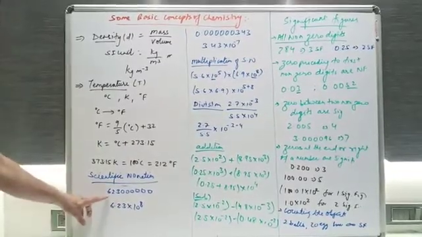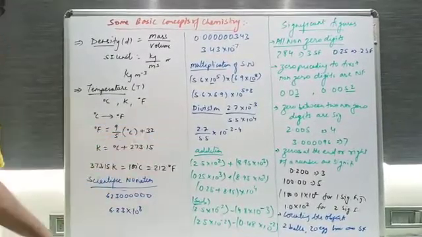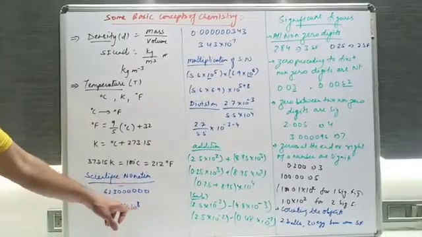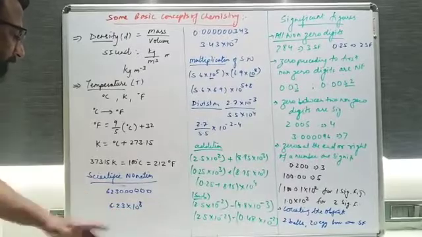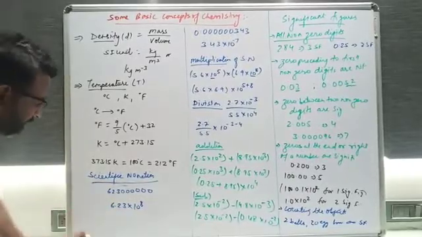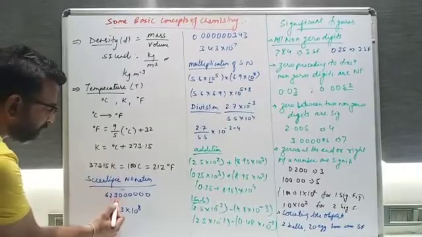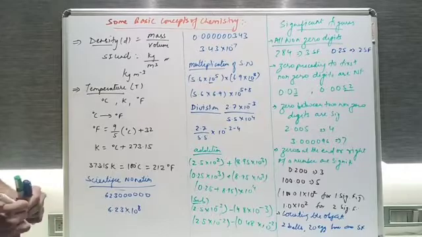So it can be written with the decimal just after the first digit, and whatever the number of digits, that will be raised to the power 10. You will see 6.23 into 10 to the power 8, because the decimal is kept just after the 6. So how many digits are there? 1, 2, 3, 4, 5, 6, 7, 8. So I have substituted 8. So this is the scientific notation.